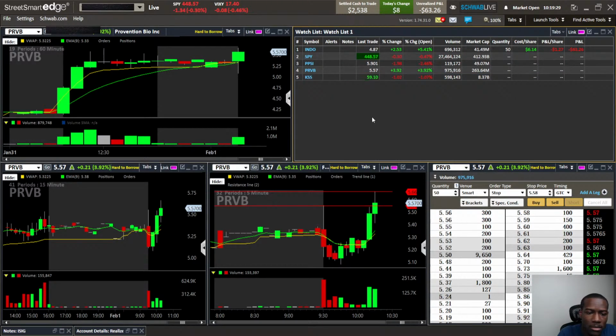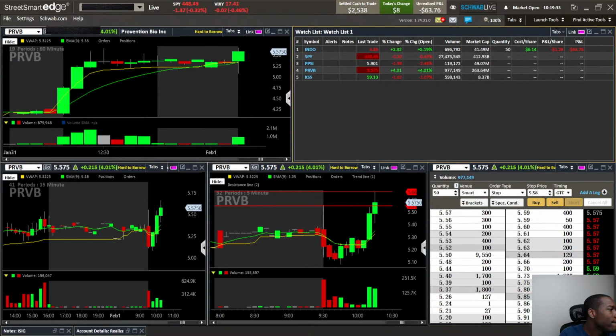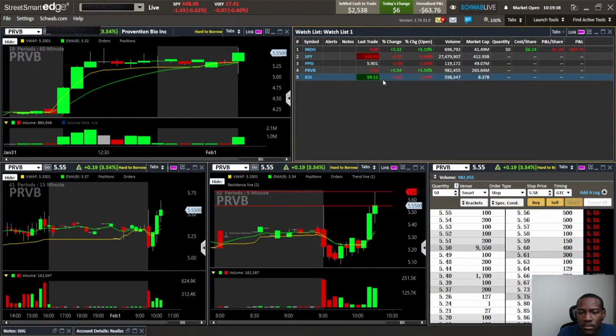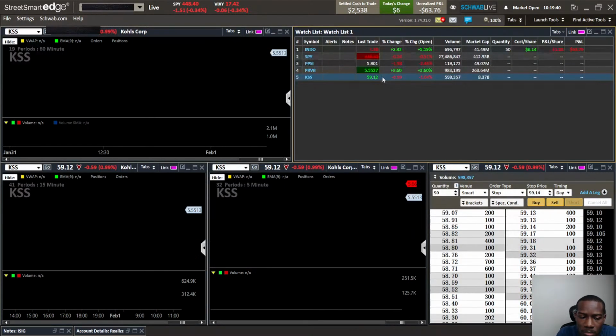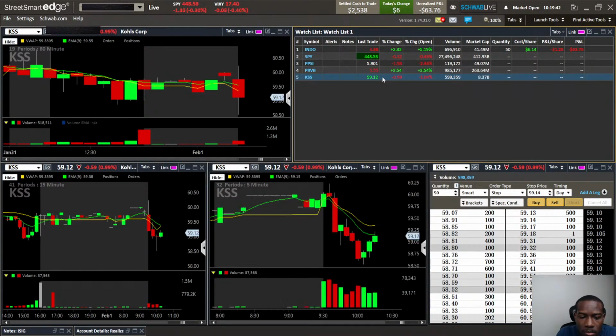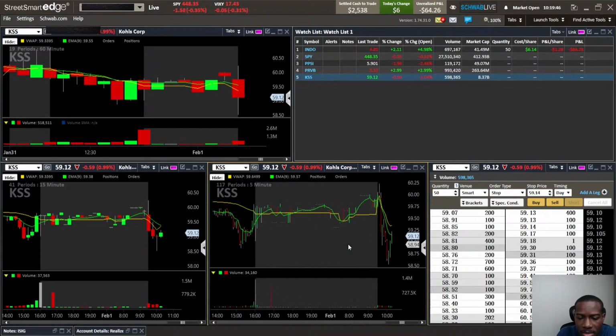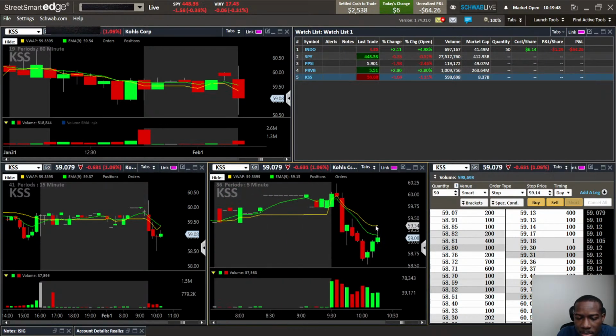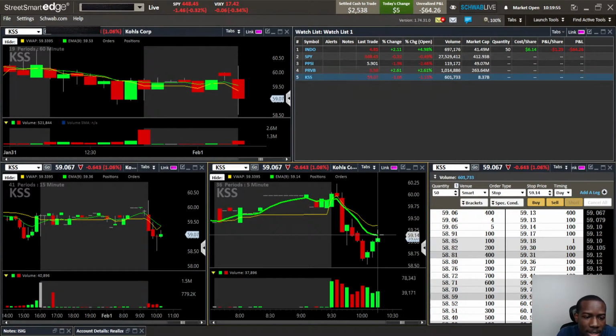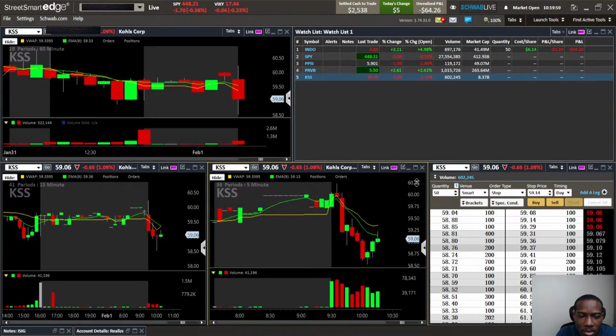KSS, and what was the other one we were watching? KSS turned around a little bit, but I think it's still got room to go down. It's probably going to test up here to VWAP with this 59.25 level and get on down. It already got to the 59.21 and failed off of that. So looking for more downwards motion on that one.